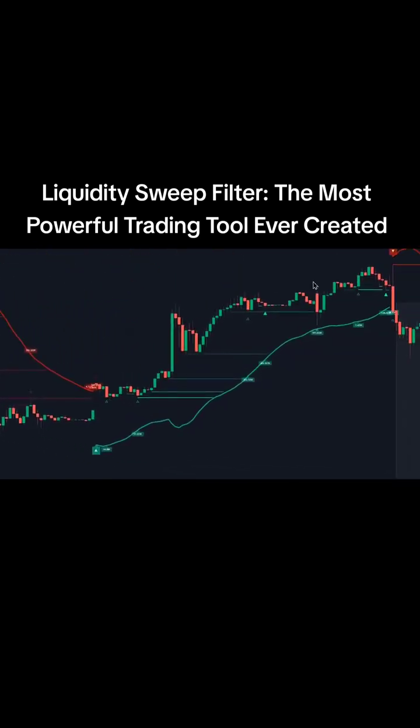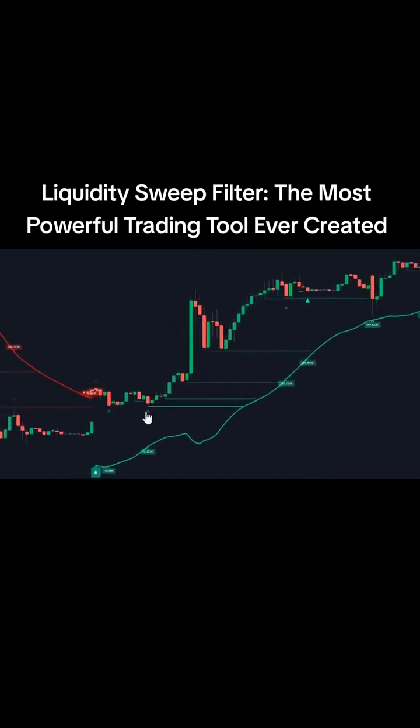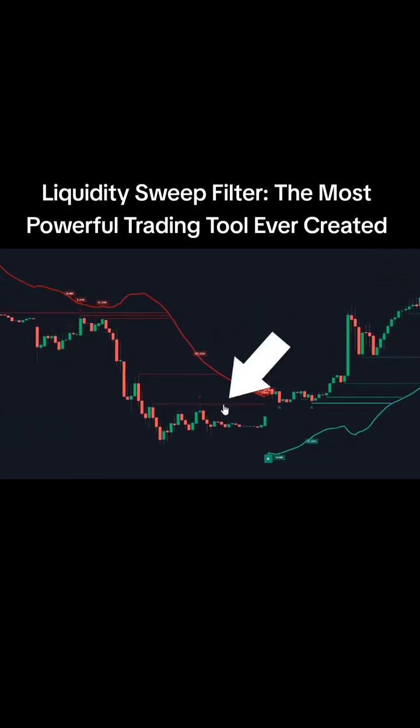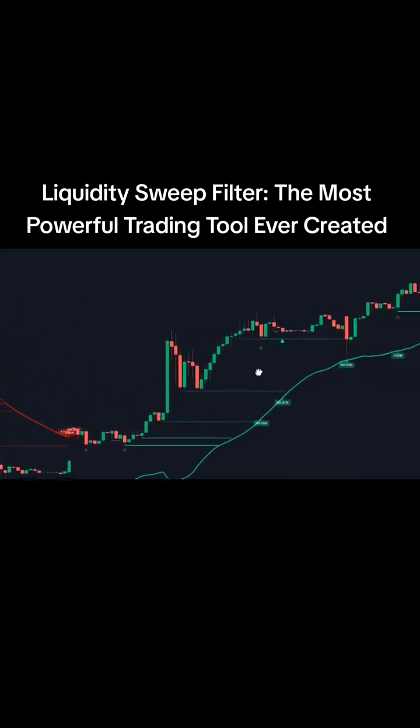In a bullish trend, you'll only see sell-side liquidity levels, these green horizontal lines, and their corresponding bullish sweeps. In a bearish trend, you'll only see buy-side liquidity levels, these red lines, and their corresponding bearish sweeps. This alignment helps you to stay on the right side of the market by trading in the direction of the overall trend. You might also notice that we have two types of liquidity sweep labels.